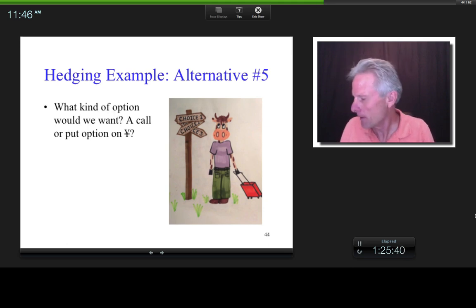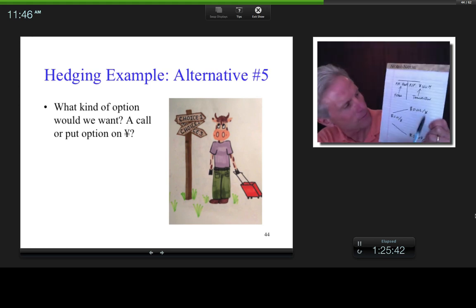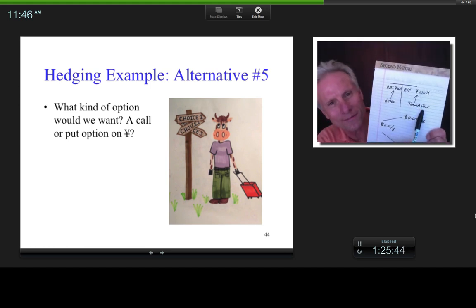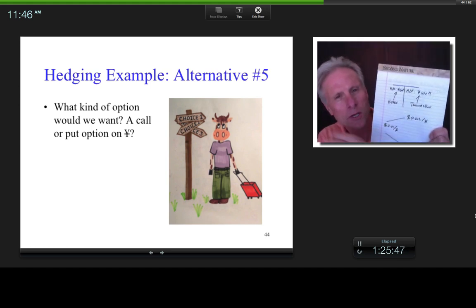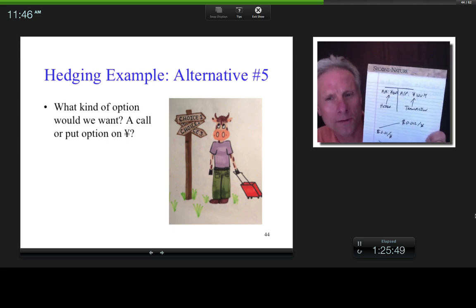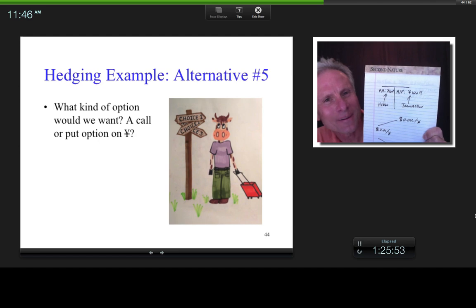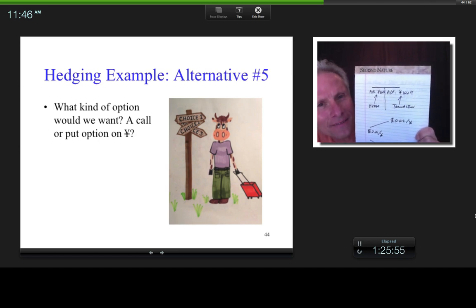Remember our transaction, we're on this side with short yen. Those are our widgets. So would we want a call or a put option? Would we want the right but not the obligation to buy yen? And if we bought yen, would we own yen or owe yen? We'd own it, right? So would we want that, or would we want the right but not the obligation to sell yen?